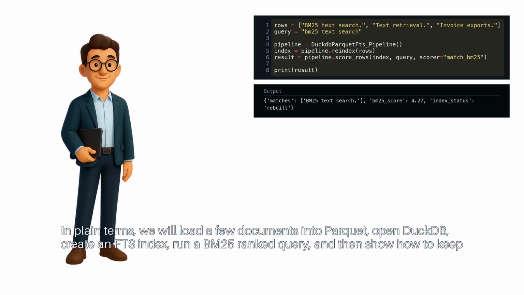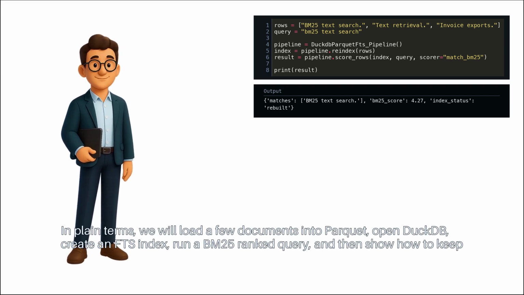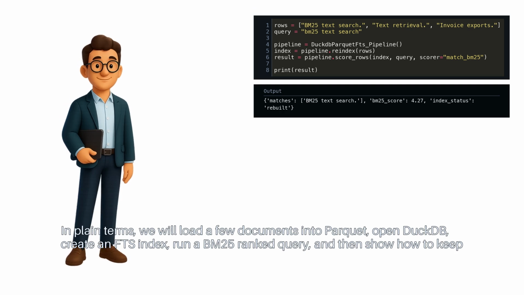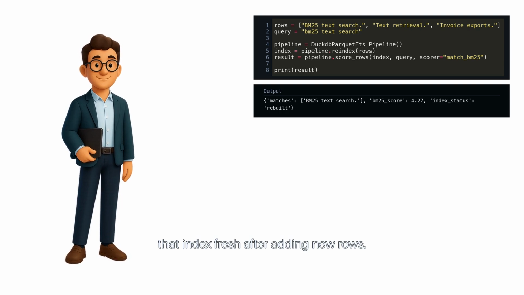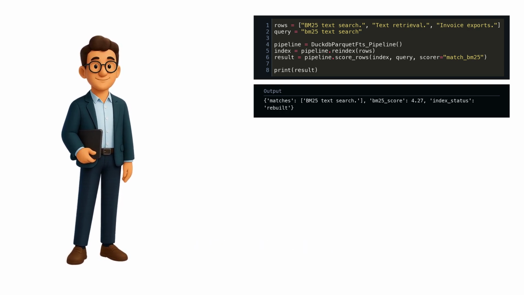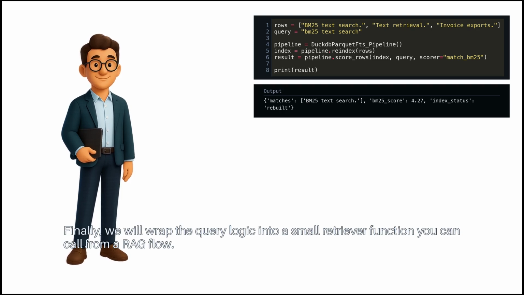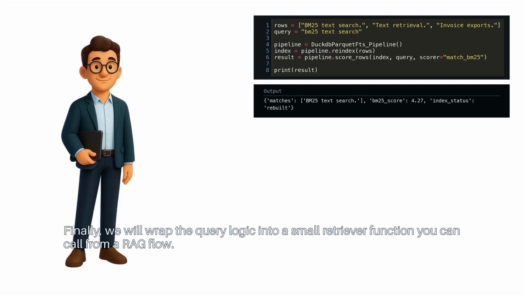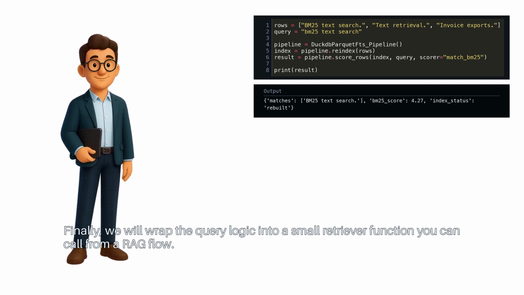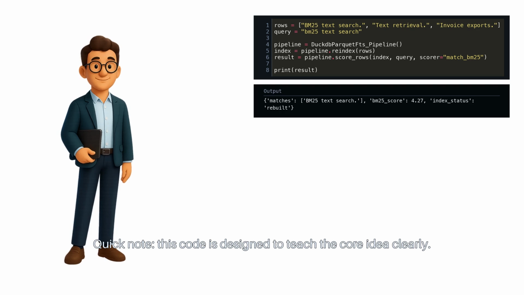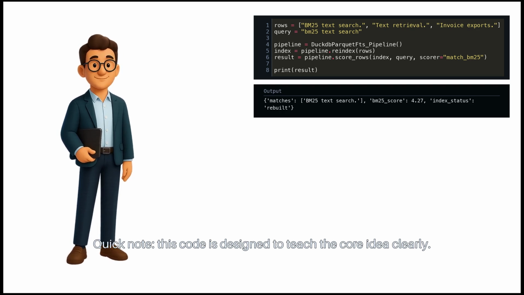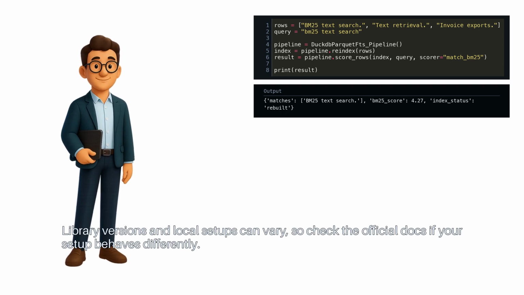In plain terms, we will load a few documents into Parquet, open DuckDB, create an FTS index, run a BM25 ranked query, and then show how to keep that index fresh after adding new rows. Finally, we will wrap the query logic into a small retriever function you can call from a RAG flow. Quick note, this code is designed to teach the core idea clearly. Library versions and local setups can vary, so check the official docs if your setup behaves differently.